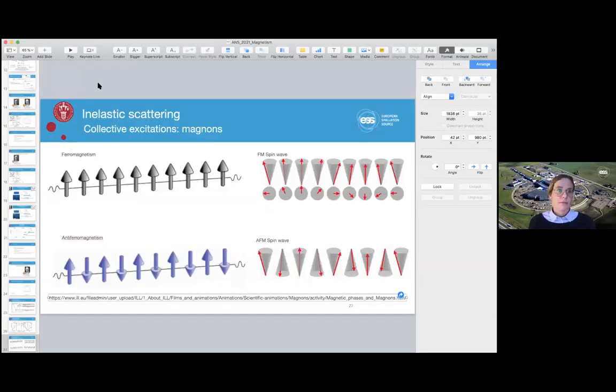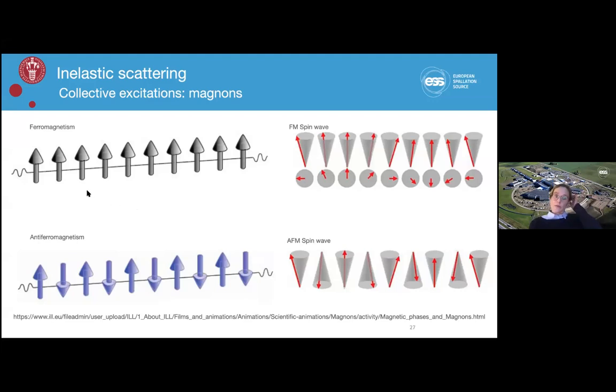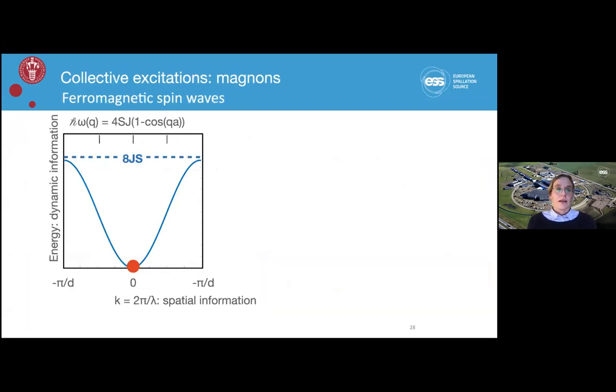So here we show ferromagnetism, and here I show on the bottom antiferromagnetism. And here we have the spin waves corresponding to the interaction of the neutron with the ferromagnetic state. And here we have an antiferromagnetic spin wave. In the same way, if we think about what the collective excitation of a ferromagnet is, we look at the spatial versus energy scale.